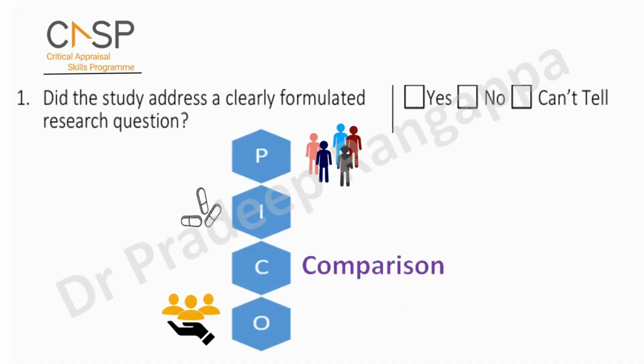And as I said, the first question in the Critical Appraisal Skills Programme is, did the study address a clearly formulated research question? So that is the first question. You need to ask whether it's answering the question that you have in mind. For that, you simply put PICO and see whether the population is right, whether the intervention that they've done is right, whether they've compared equally, and the outcome. So yes or no. That is the first question in the case.